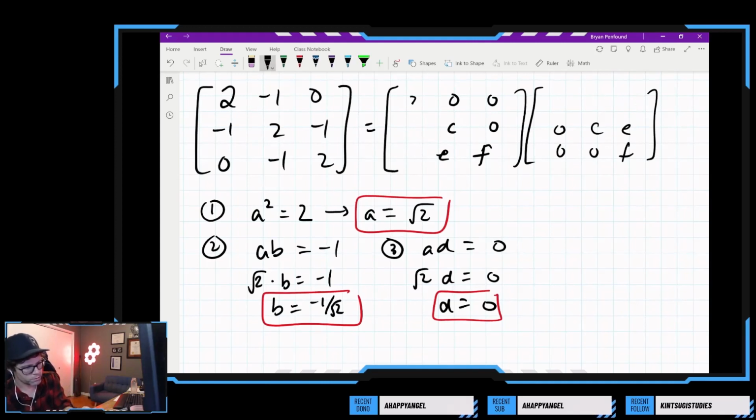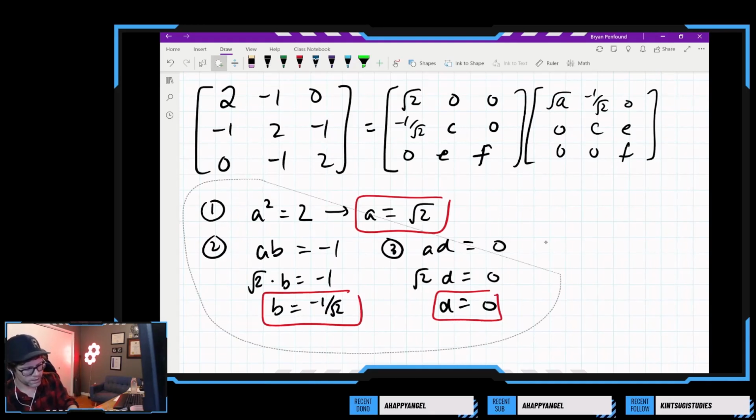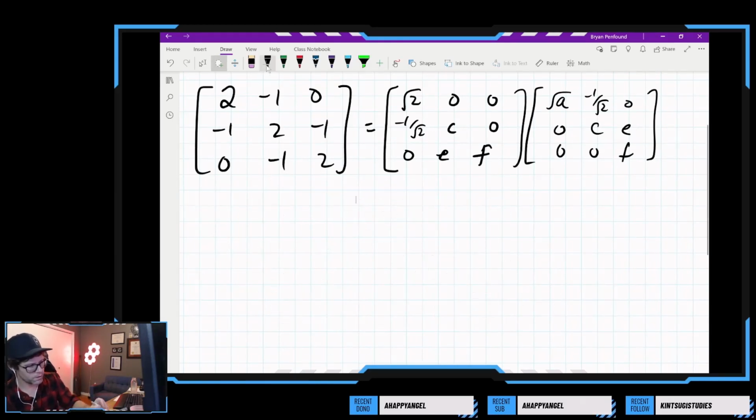So A is equal to root 2. We know that B is equal to negative 1 over root 2. And that D is equal to 0. So that'll free us up a little bit of space in order to keep on keeping on.